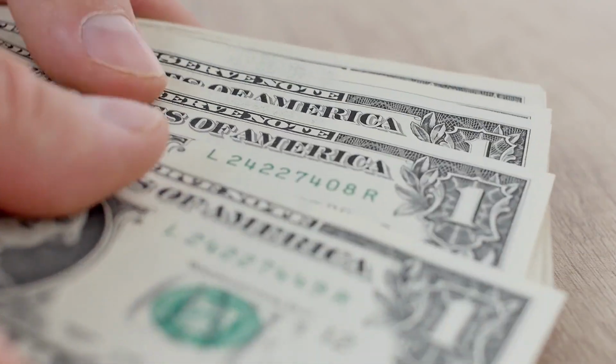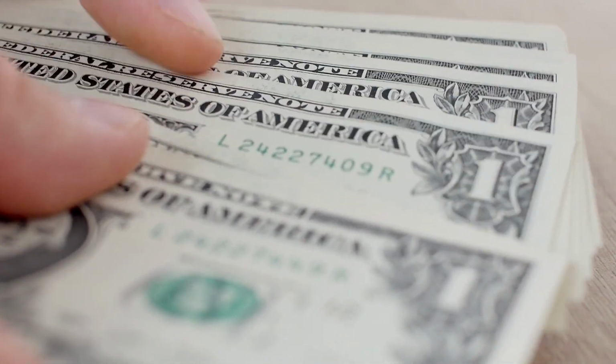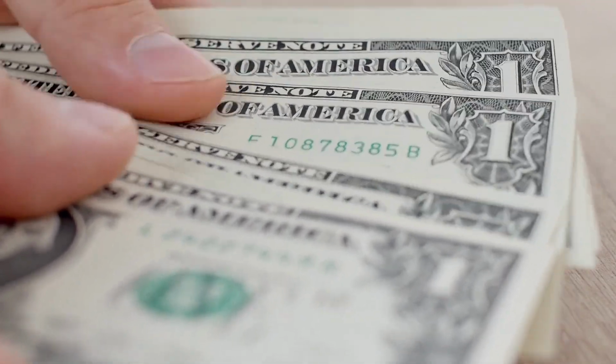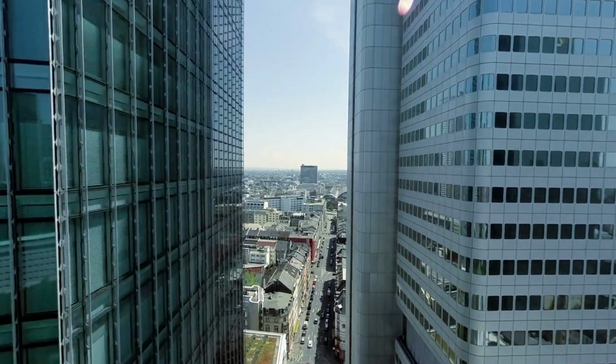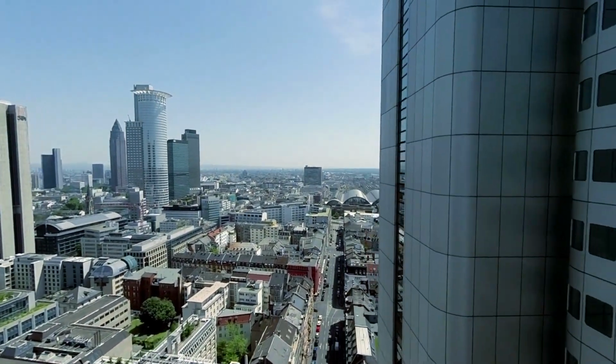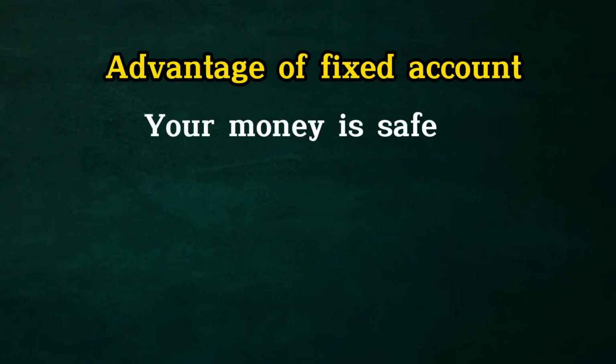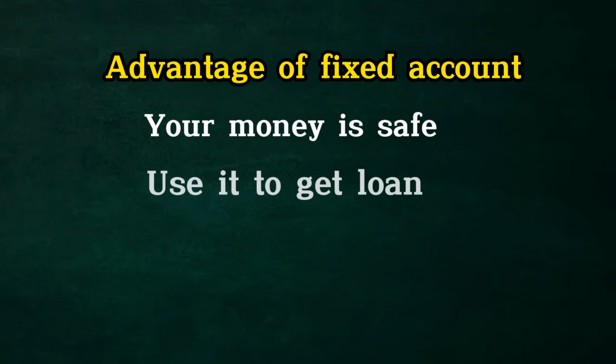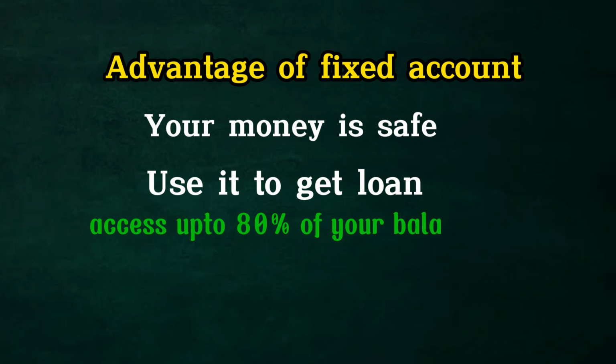Fixed account. These are accounts that pay investors a fixed return upon maturity at a given period. Requirements differ as it is offered by commercial banks and also insurance and credit institutions. The advantage of this account is that your money is safe and secure. You can also use this account as loan collateral. In most cases, you can access a loan of at most 80% of the amount in this account.